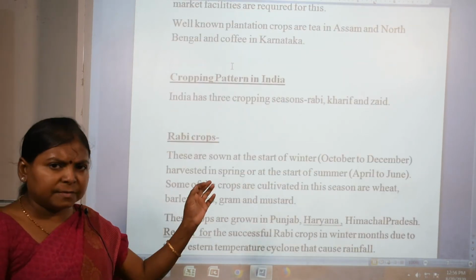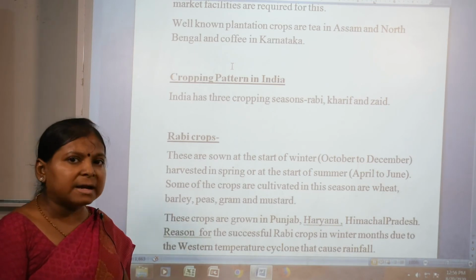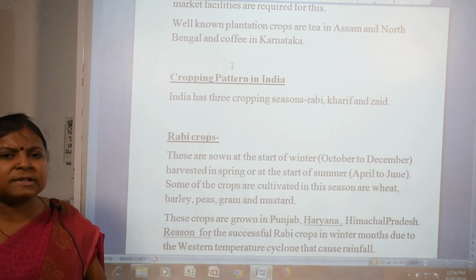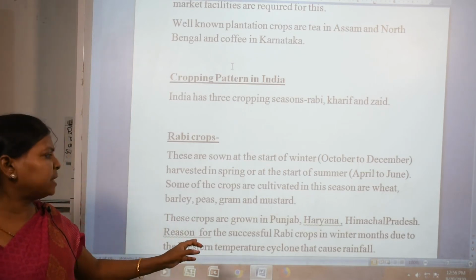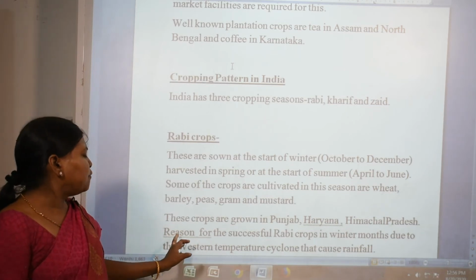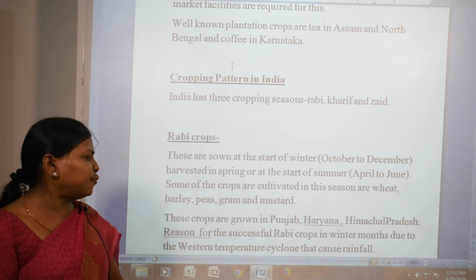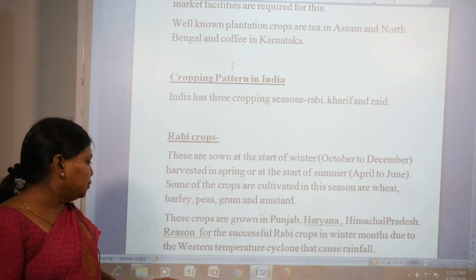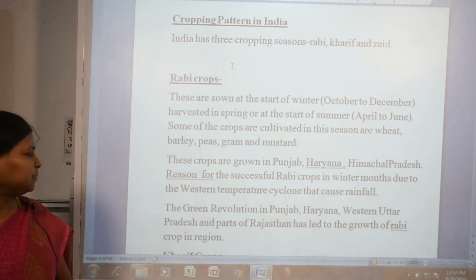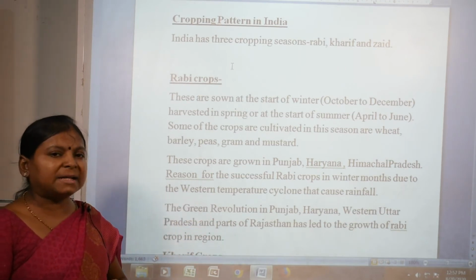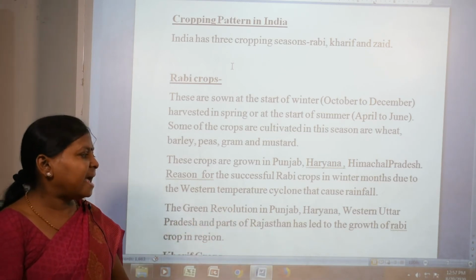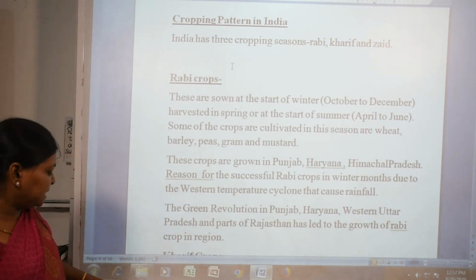Which type of crops do they grow in this season? They are wheat, barley, pea, gram and mustard. Where are these crops mostly grown? These crops are grown in Punjab, Haryana and Himachal Pradesh. What are the reasons for the success of Rabi crops in winter months? Due to the western temperate cyclones that cause rainfall. Now, the green revolution in Punjab, Haryana, western Uttar Pradesh and parts of Rajasthan has led to the growth of Rabi crops in these regions.